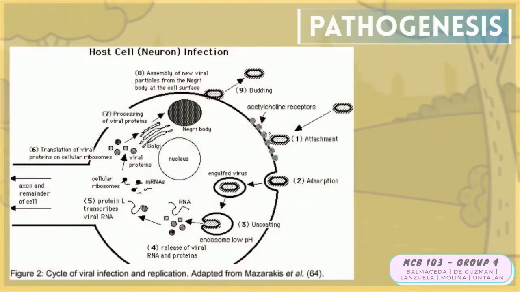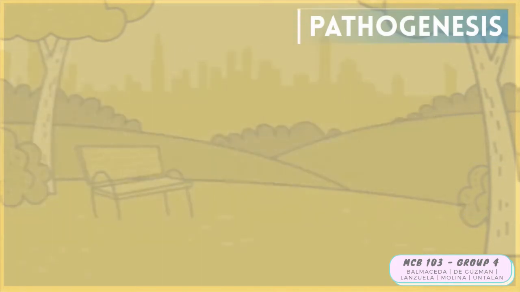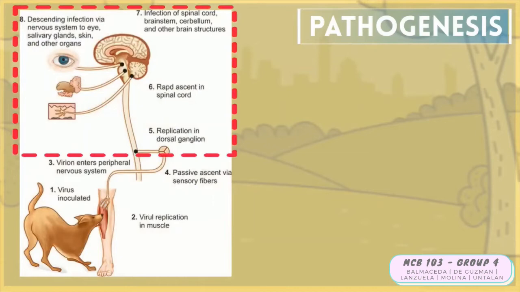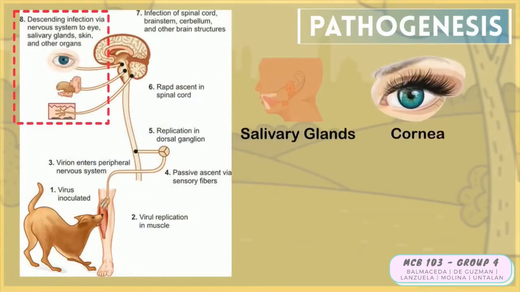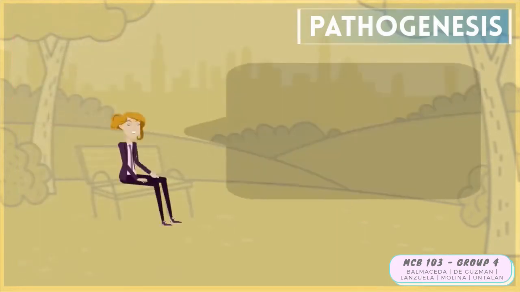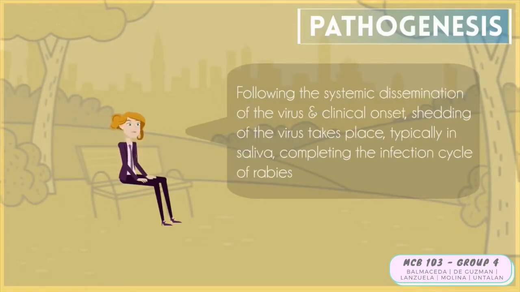After forming an endosomal compartment, the low pH environment induces a conformational change in the G protein, triggering the fusion of the viral and endosomal membrane, subsequently releasing the RNP into the cytosol. Viral replication takes place and pathologic effects such as inflammation manifest, affecting neuronal physiology. There, via anterograde axonal flow, it spreads into peripheral organs such as the salivary glands, cornea, and kidneys. Following the systemic dissemination of the virus and clinical onset, shedding of the virus takes place, typically in saliva, completing the infection cycle of rabies virus.